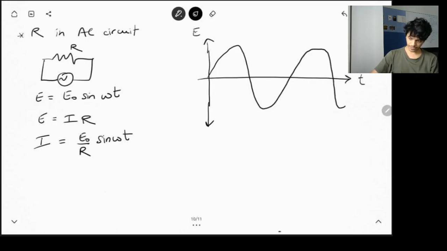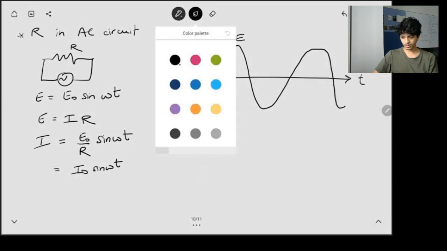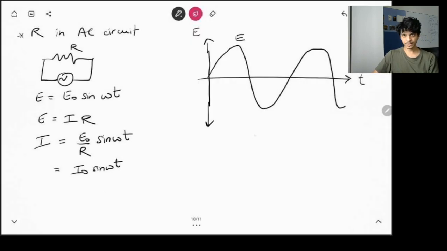If I want to plot this, this is the sine wave that we had plotted before for E. And what does I look like? I, the current, is also a sine wave. It has the same frequency. It just has a different amplitude. So I can call this I0 sine omega t. The amplitude of the current wave is I0, which is E0 divided by R. But apart from that, it has the exact same shape because this is also sinusoidal. So it might look something like this. This is I.